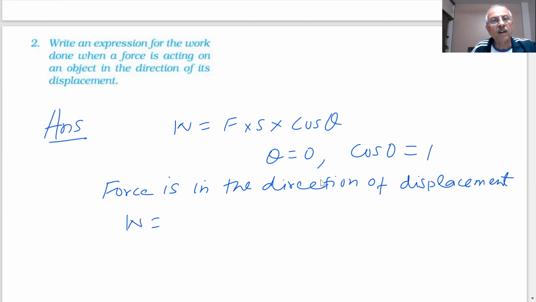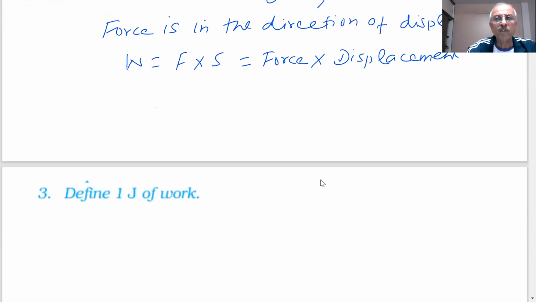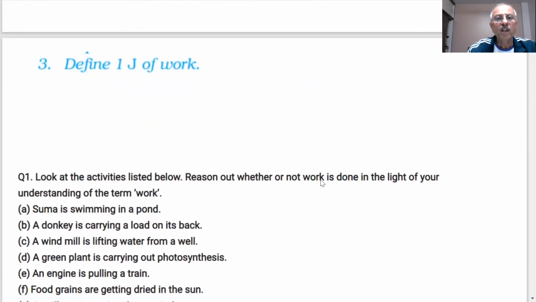Then what will be the mathematical formula? Force into displacement. Force into displacement. Am I right? Yes, sir. Okay. See how to answer the question, students. We have to be very, very careful.